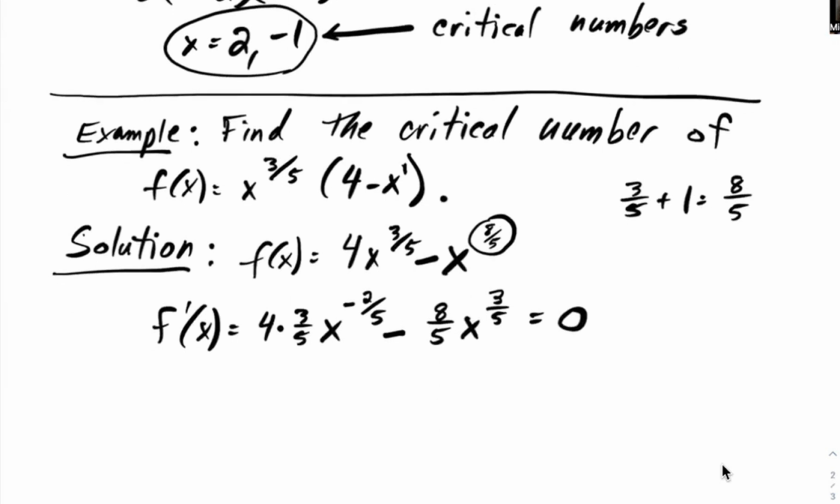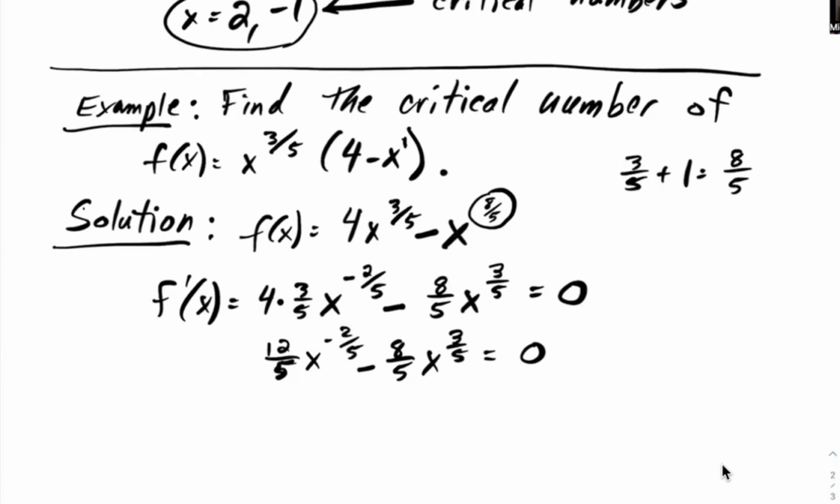Now, I can simplify this a little bit. We have 12/5 x to the -2/5 minus 8/5 x to the 3/5. Okay, that's going to equal, I'm going to erase this equal sign, I don't need that there. Okay, now what do I do here? That looks really complicated, and it is complicated.